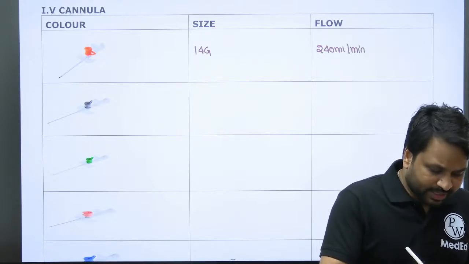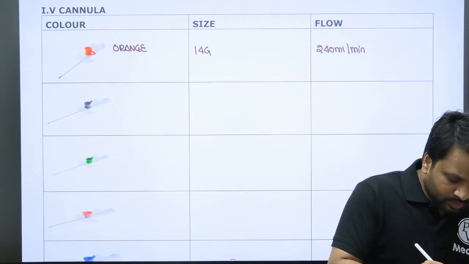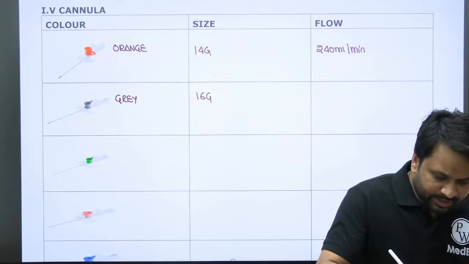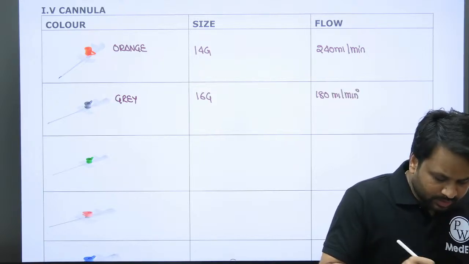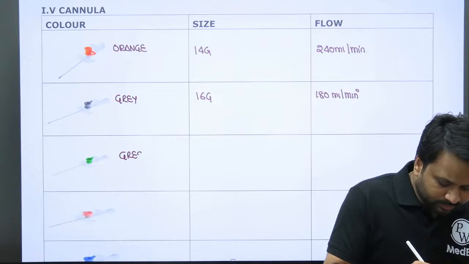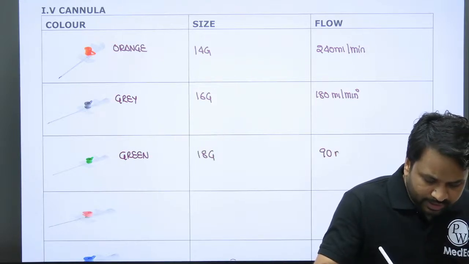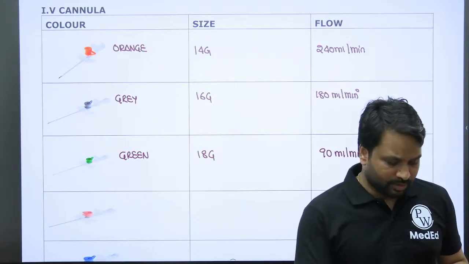The second one is gray. Gray is 16 gauge with a flow rate of 180 ml per minute. Then you have the green colored cannula. The green is 18 gauge with a flow rate of 90 ml per minute.